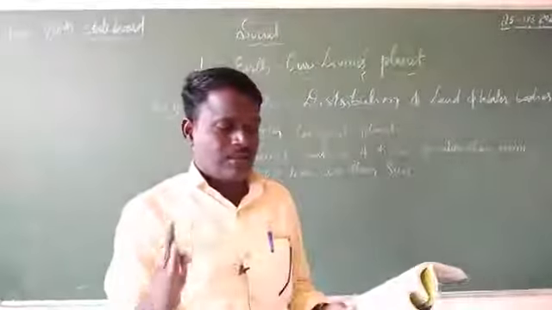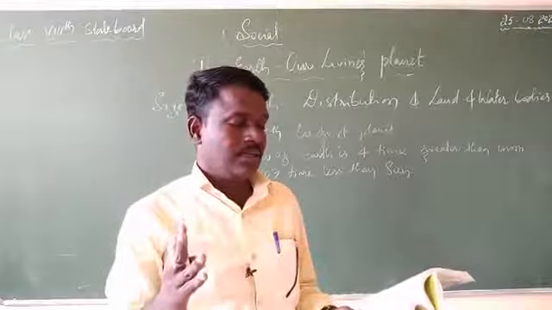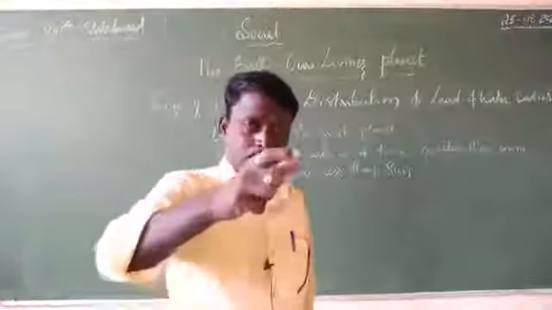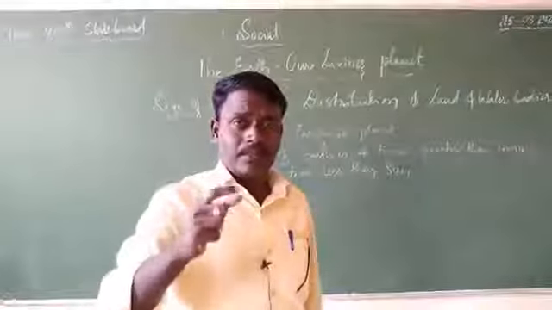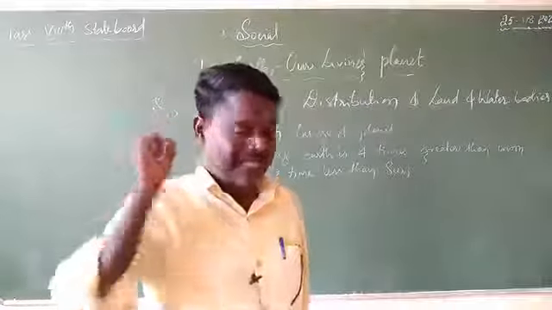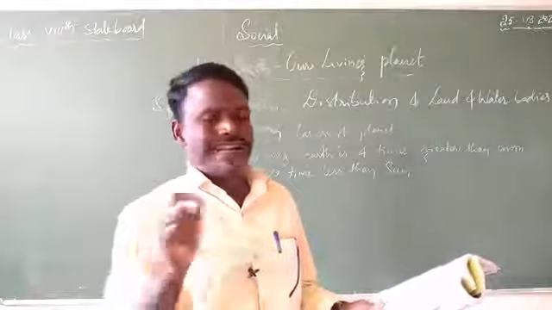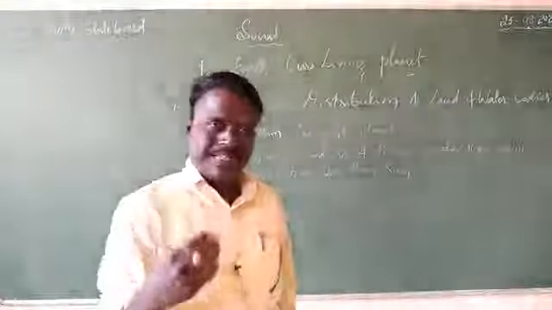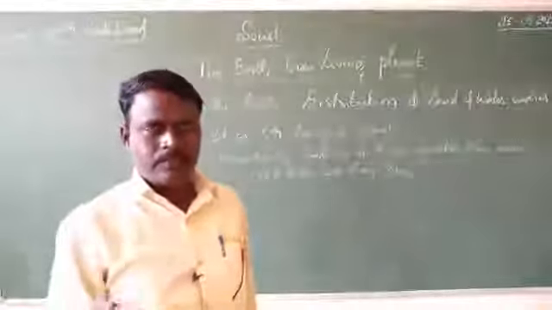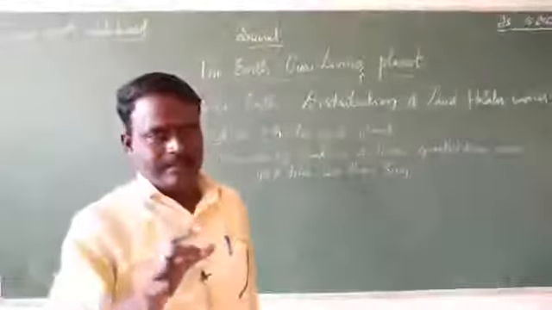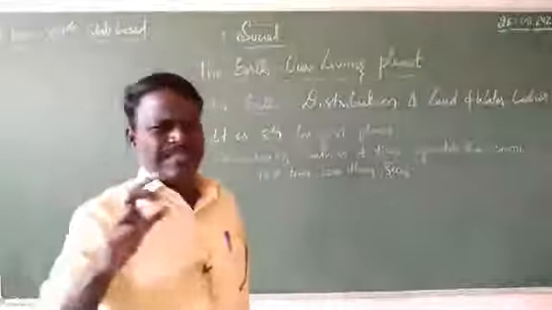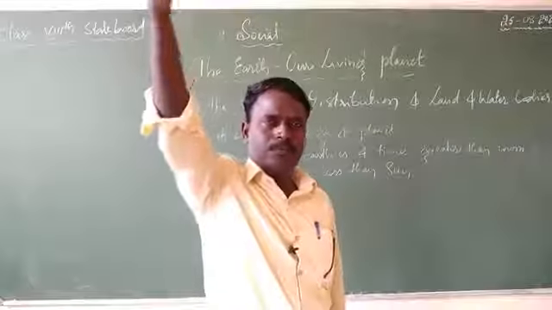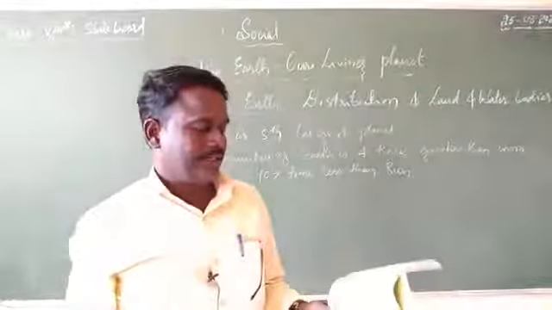The equatorial diameter of the earth is 12,756 kilometers. Now you see, at the equator, the total diameter of the earth is 12,756 kilometers, and the polar diameter is 12,714 kilometers. So by seeing this diameter itself, we can understand that at the equator, the earth is bulging, and when we move towards the poles, it is seen flattened.